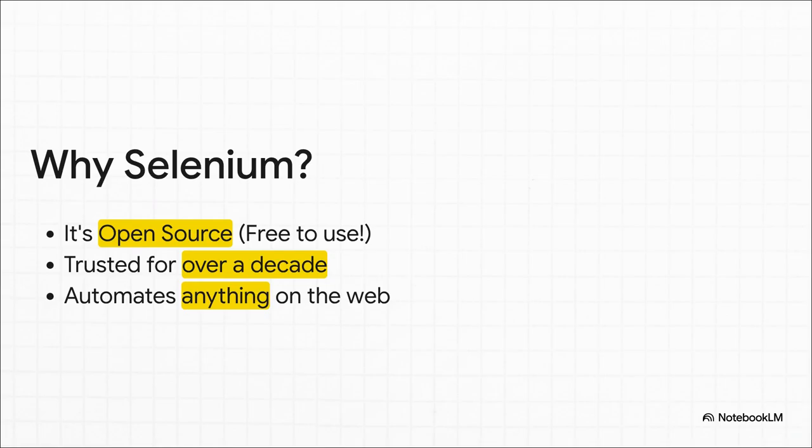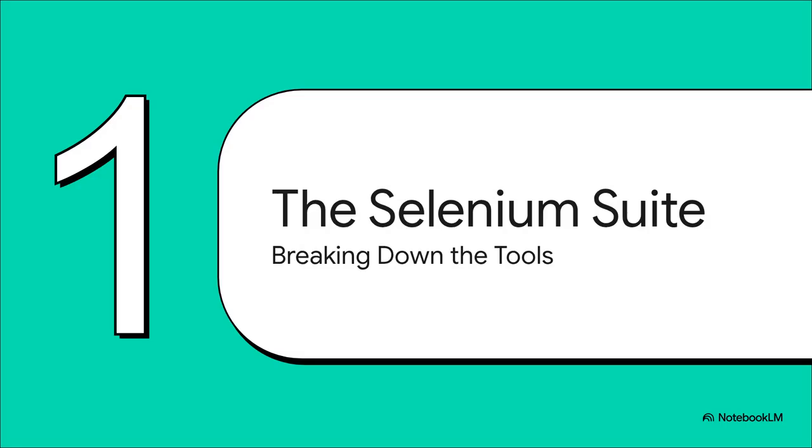So why has this tool become such a big deal in the industry? Well, first off, it's open source, which means it is completely free to use. It's also been around for more than a decade, so it's got a massive community and a rock-solid reputation. But here's the real key. If you can do it with your mouse and keyboard and a browser, odds are Selenium can automate it for you. But this is where things get really interesting.